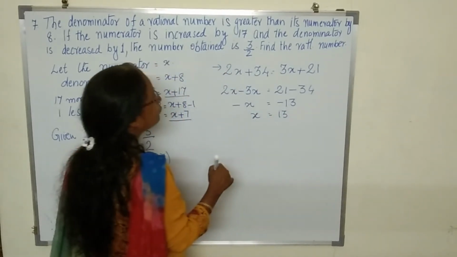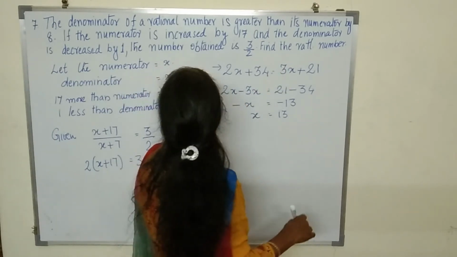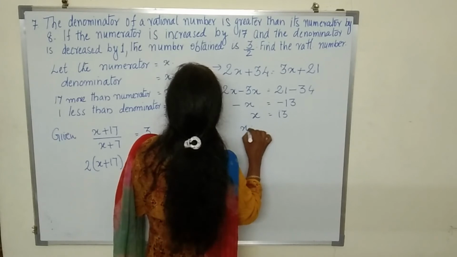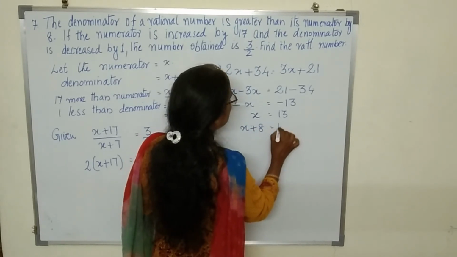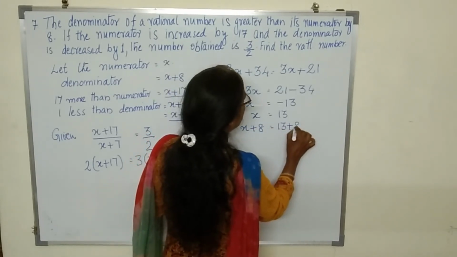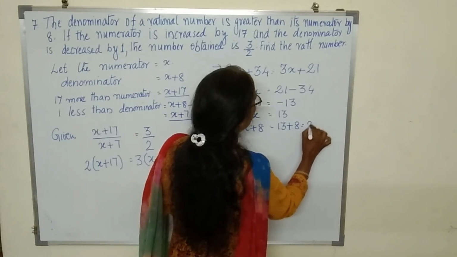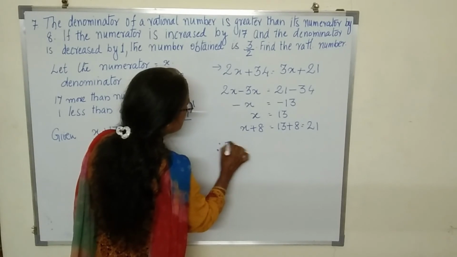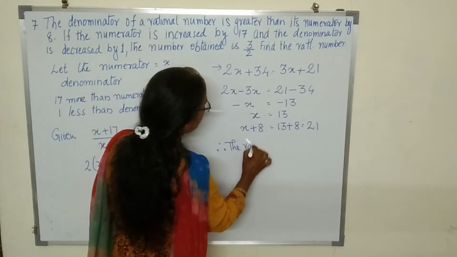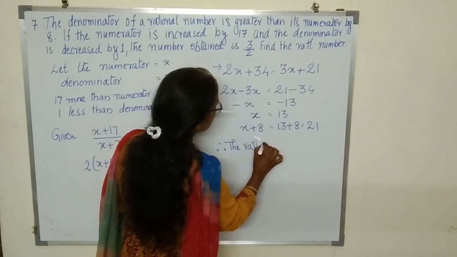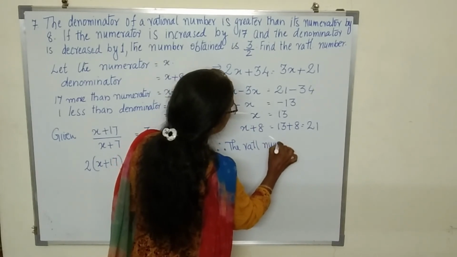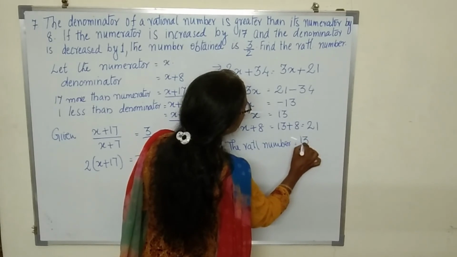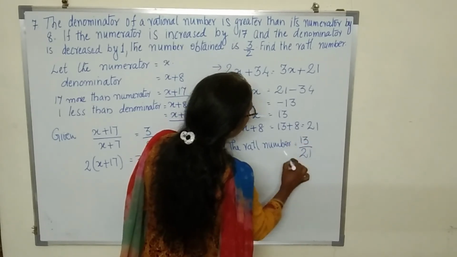So what are you asked to find out? Find the rational number. So if x is 13, what is x plus 8? 13 plus 8, 21. Therefore, the rational number is: the numerator is 13, denominator 21.